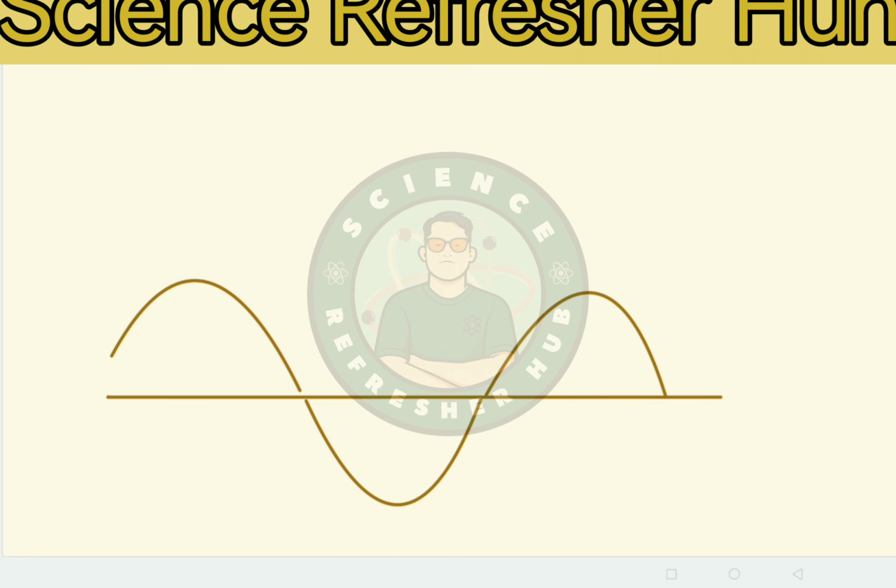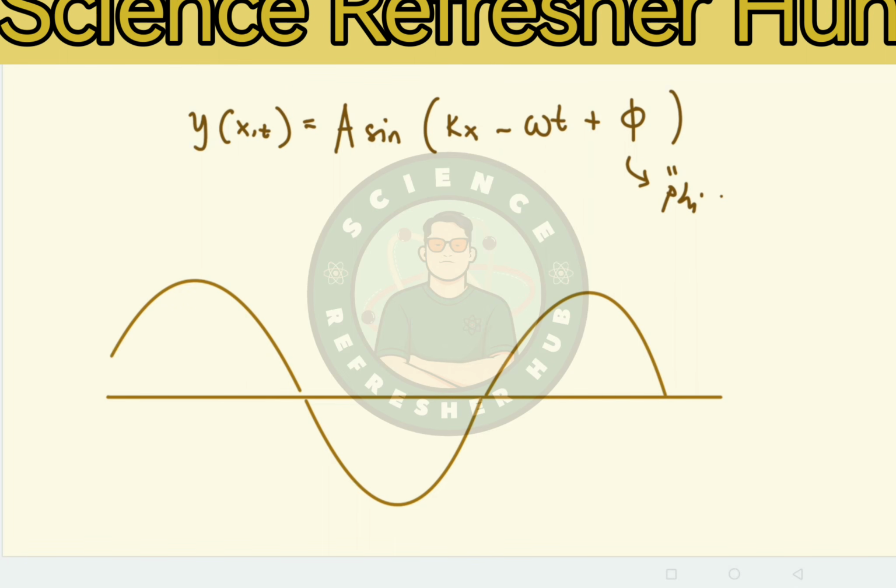The equation, please take note, is y of x and t equal to A sine of kx minus omega t plus phi. Yes, you're correct, that's phi. And we will try to know what these variables are that relate to the sinusoidal wave. Let's begin with y. Y is the height in meters from equilibrium.